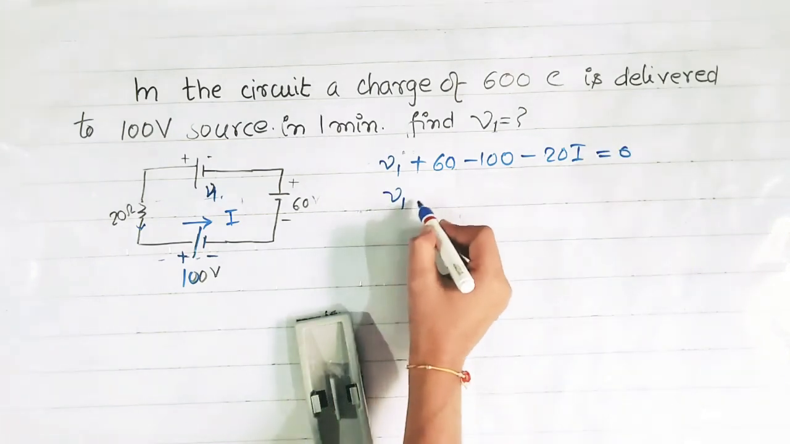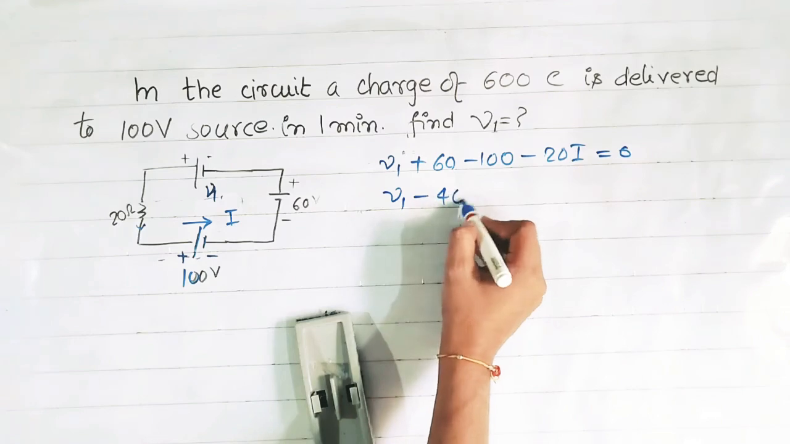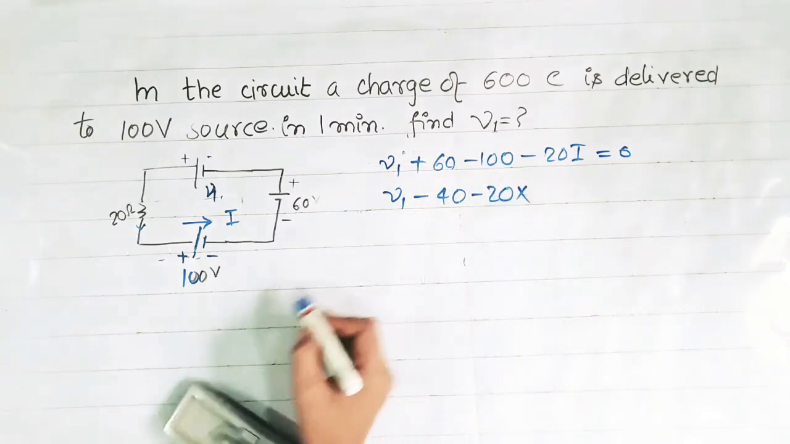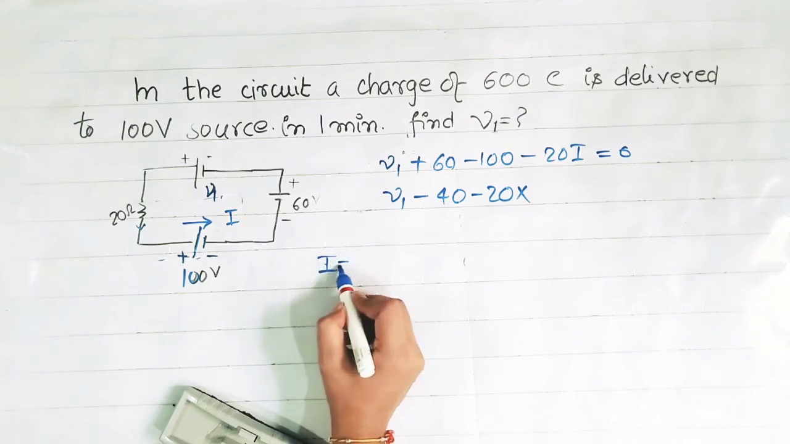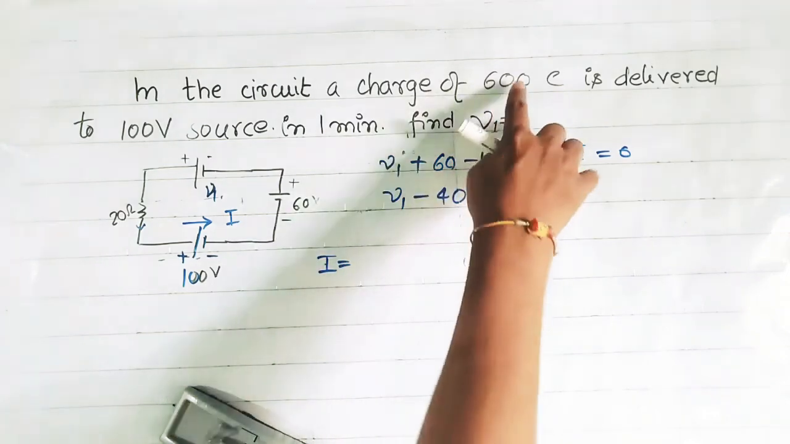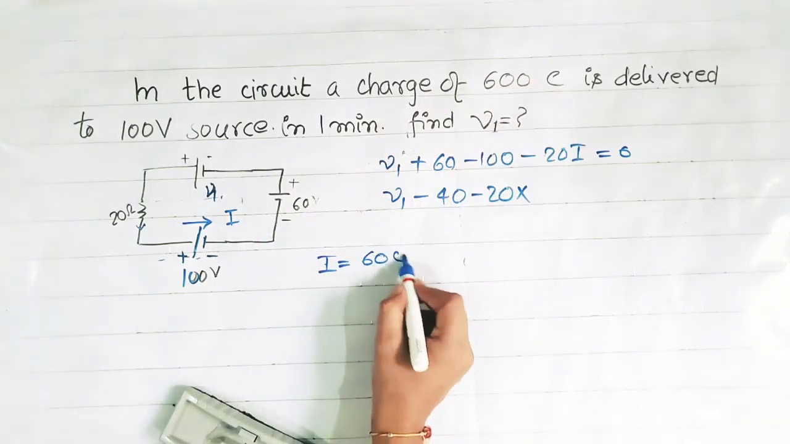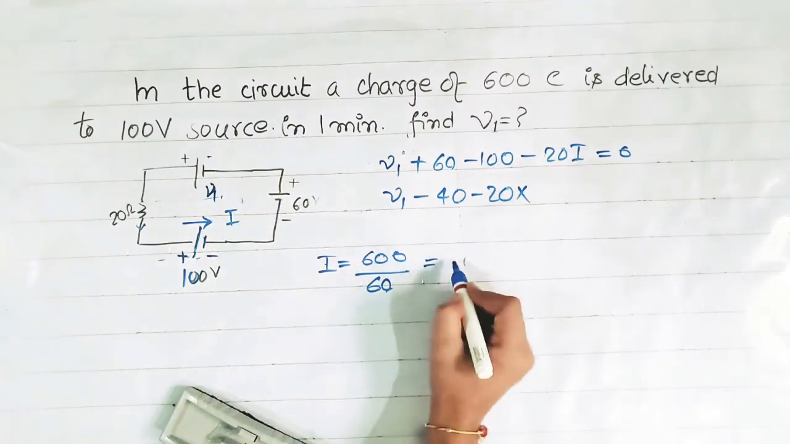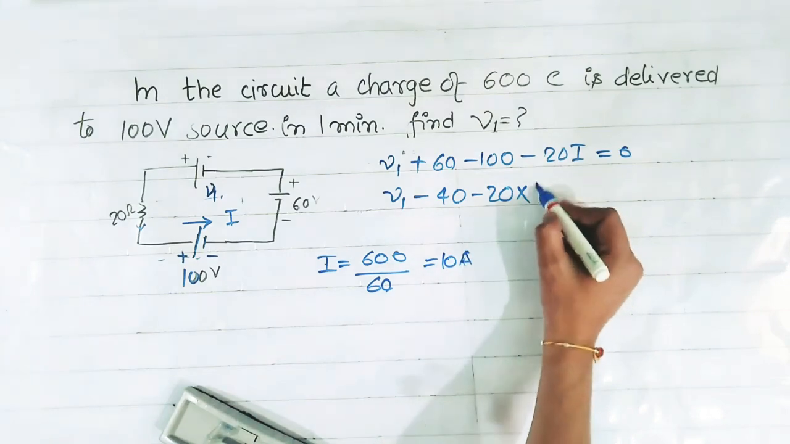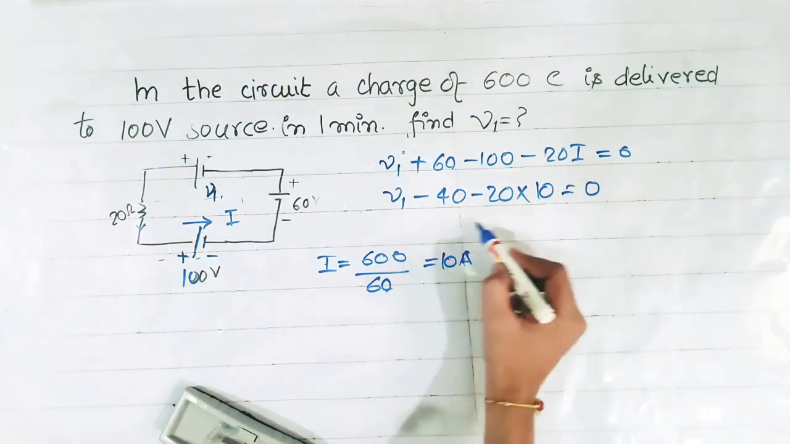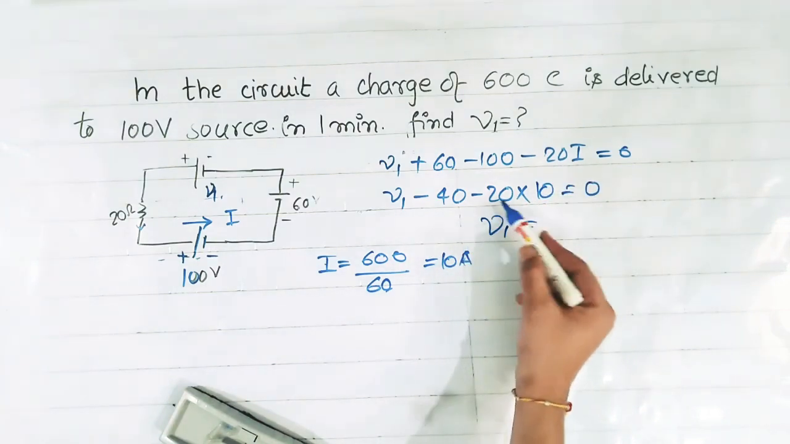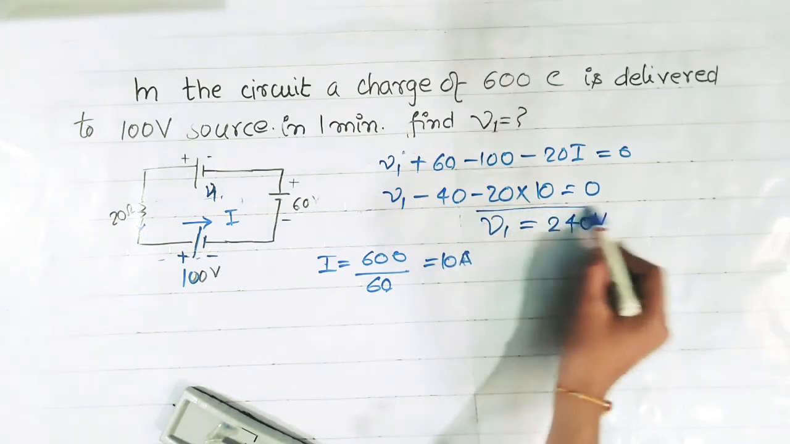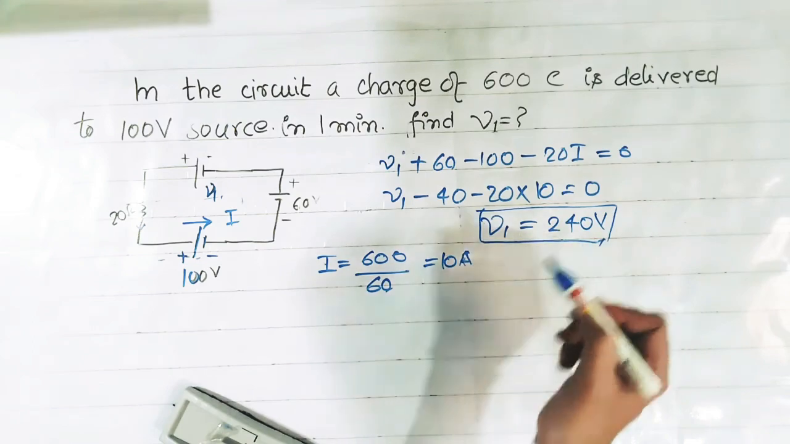So we get V1 minus 40 minus 20 into I is equal to 0. See how we can calculate I. I is equal to Q upon T. Here charge is 600 and time is 1 minute, that is 60 seconds. So we get 10 ampere. So current is equal to 10 ampere. On solving this we get V1 is equal to 240 volt. So 240 volt is the answer of this question.